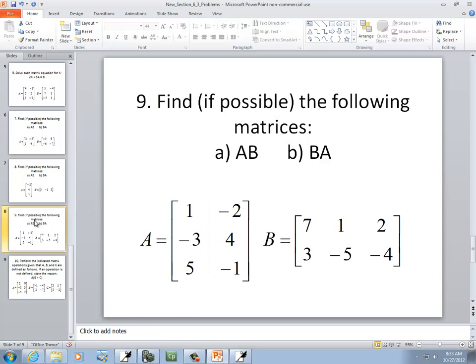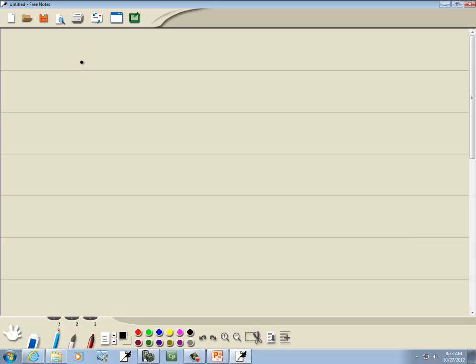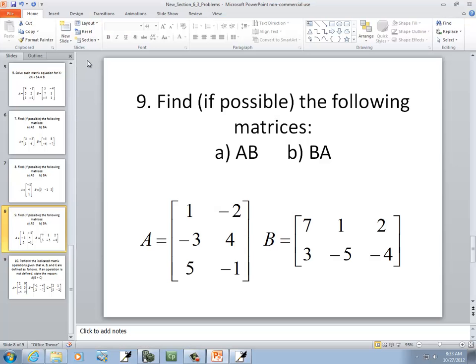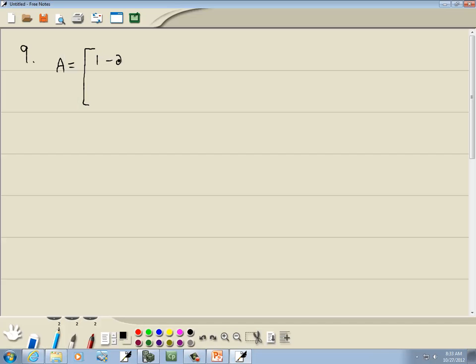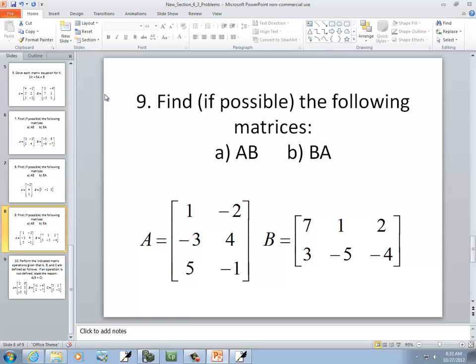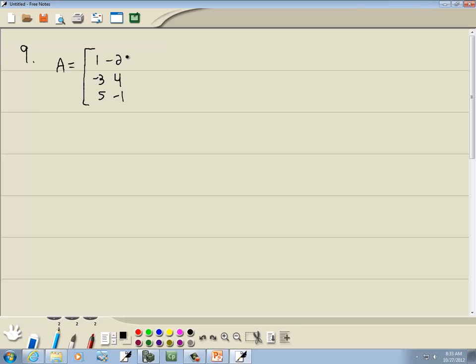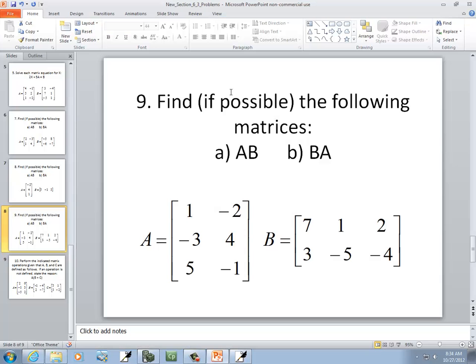Let's look at our next problem. Another multiplication. A is equal to 1, negative 2, negative 3, 4, 5, negative 1. And B is going to equal 7, 1, 2, 3, negative 5, and negative 4.